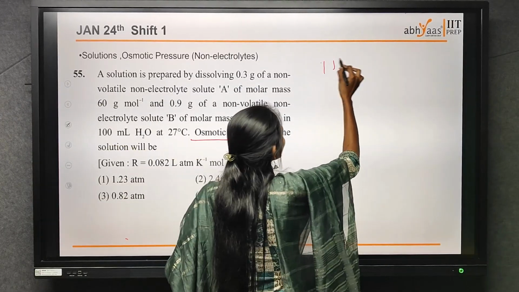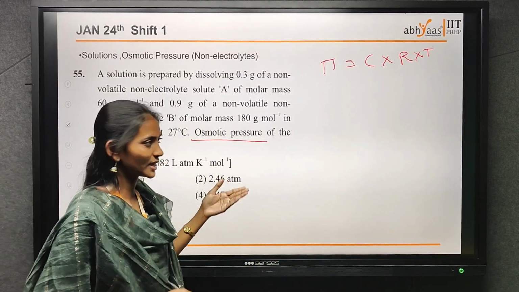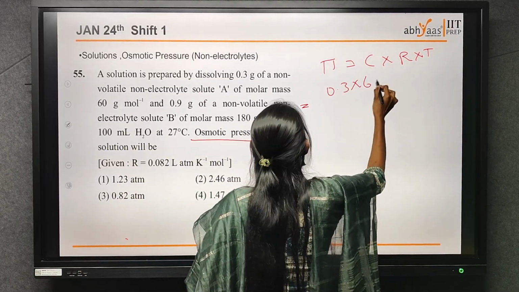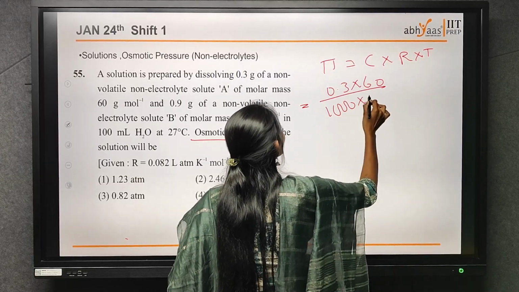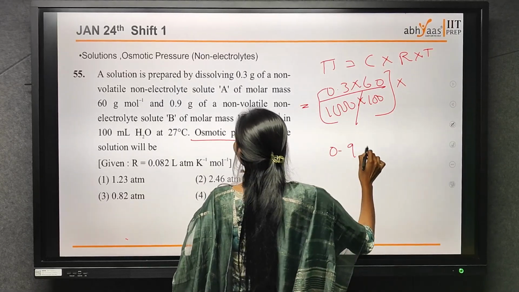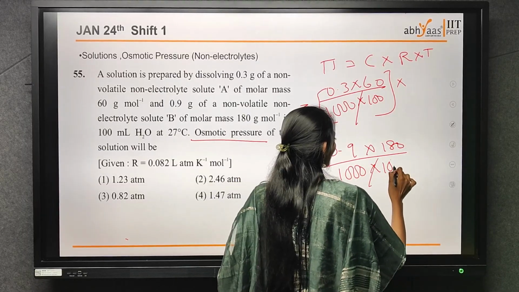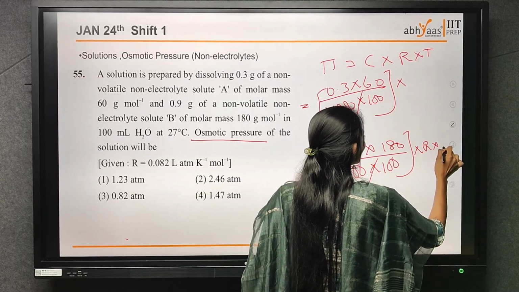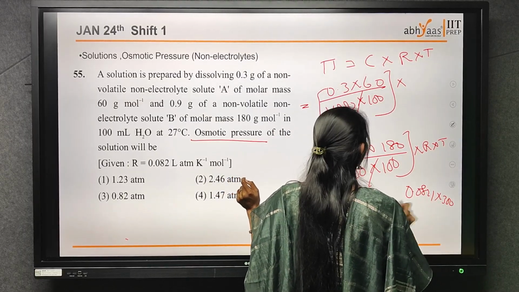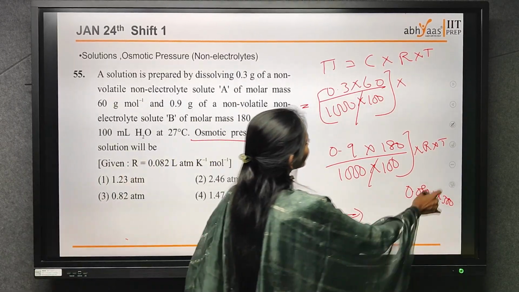Osmotic pressure pi is equal to C into RT, right? So here they are asking about molar mass. That means what we need to do is, pi is equal to 0.3 into 60 by 1000 into by 100, right? So into 0.9 into 180 by 1000 into by 100. If you apply the R and T values, R value they have already given, 0.0821 into 300 kelvins. If you do this calculation, you will get your answer. Okay. So moving on to next question.